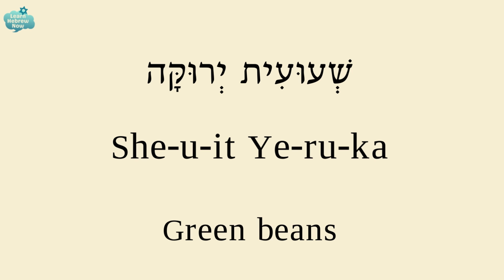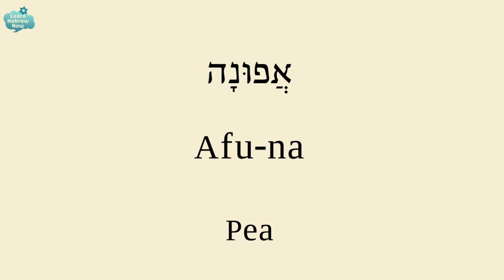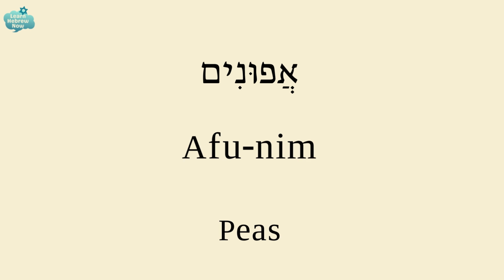שעועית ירוקה. A pea is אפונה. אפונה. And the plural form peas is אפונים.